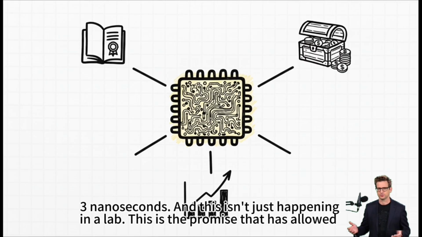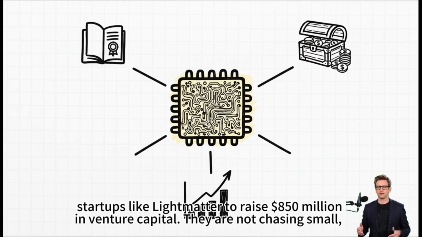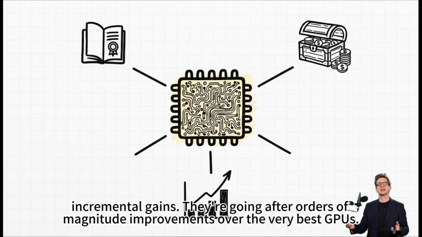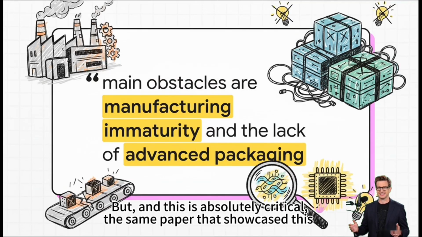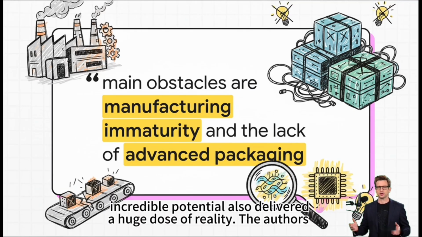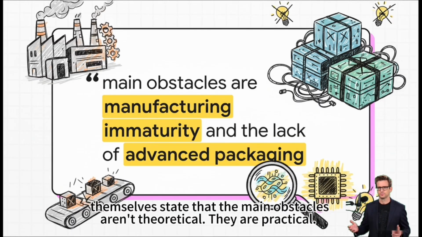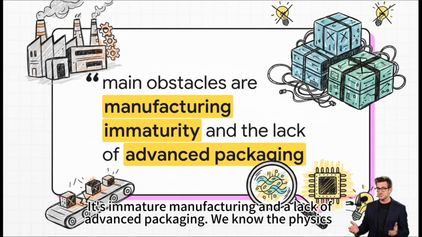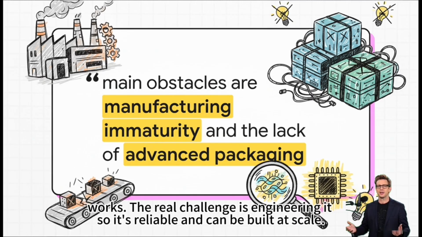And this isn't just happening in a lab. This is the promise that has allowed startups like Lightmatter to raise $850 million in venture capital. They are not chasing small, incremental gains. They're going after orders of magnitude improvements over the very best GPUs. But, and this is absolutely critical, the same paper that showcased this incredible potential also delivered a huge dose of reality. The authors themselves state that the main obstacles aren't theoretical, they are practical. It's immature manufacturing and a lack of advanced packaging. We know the physics works. The real challenge is engineering it so it's reliable and can be built at scale.